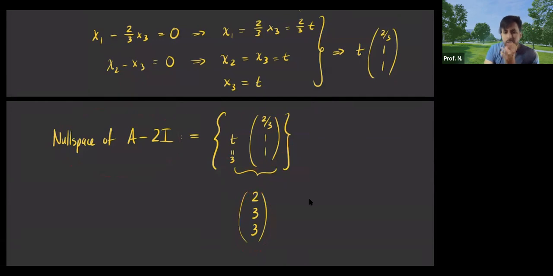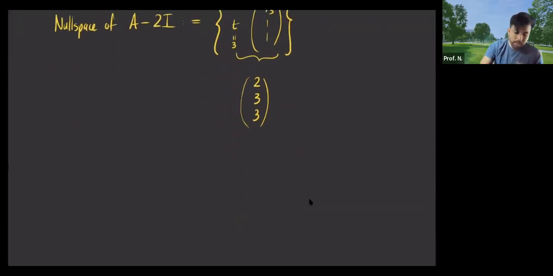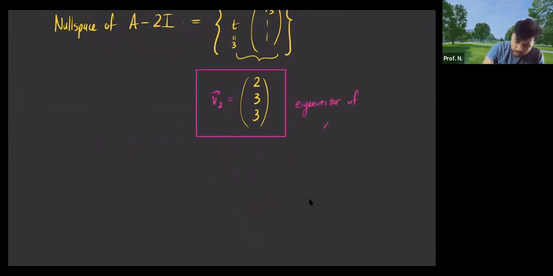An eigenvector is not unique. What's unique is the direction in which the eigenvector is going, but which one of those scalar multiples I choose is not unique for an eigenvector. But I'm going to treat this one as the one that I want because it's whole numbers. Every entry here is a whole number. So this is an eigenvector of lambda equaling 2.